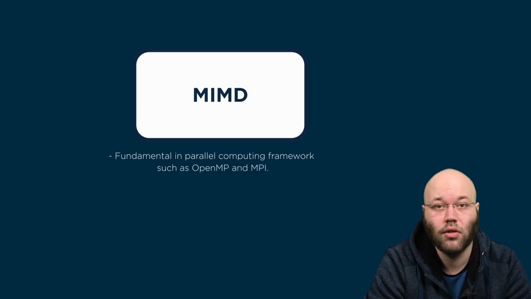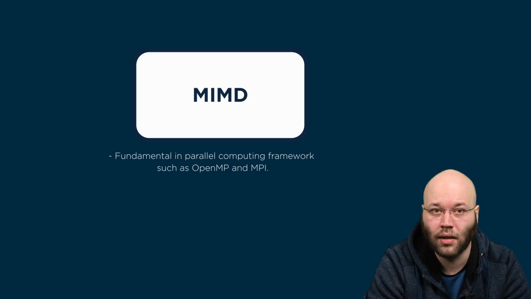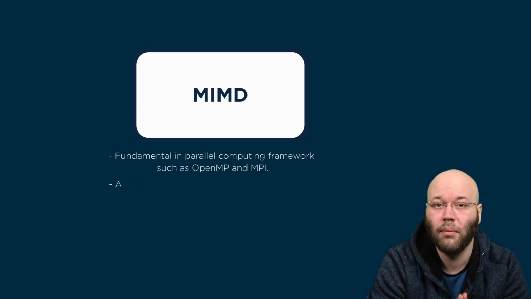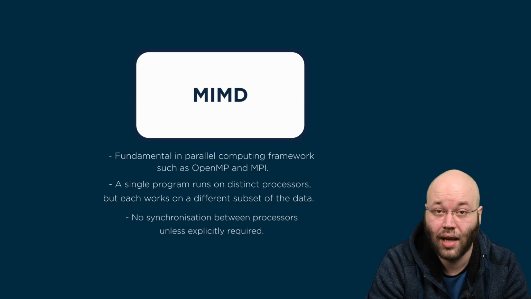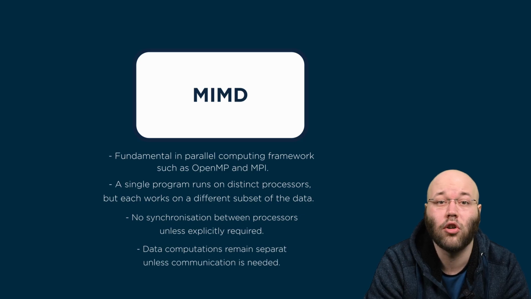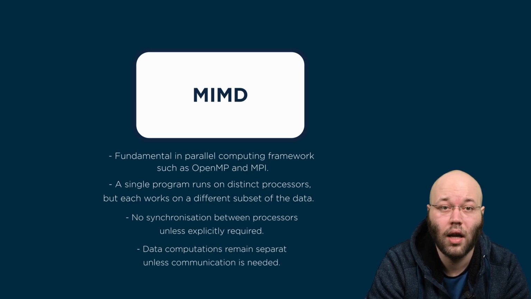Each processor executes its own set of instructions independently. A single program runs on distinct processors, but each works on a different subset of data. There is no synchronization between processors unless explicitly required. And even if processors operate on data stored in a shared memory pool, their computation remains separate unless communication is needed.